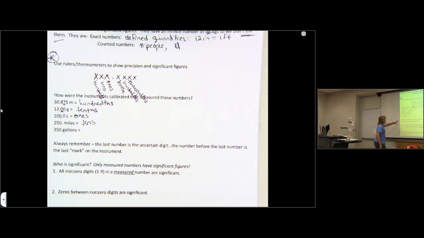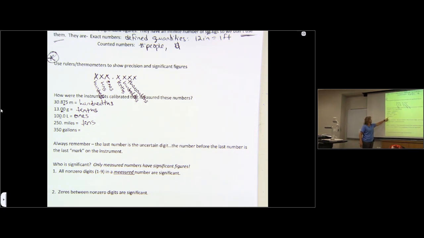Now this one does not have the decimal. That means that this 0 is not significant, which means that this is uncertain, which means, how was this instrument calibrated?